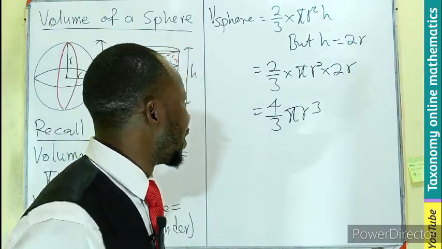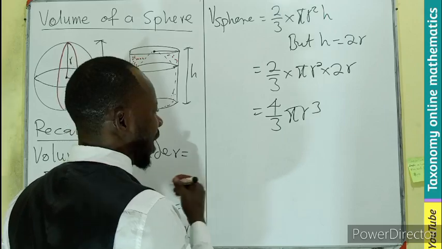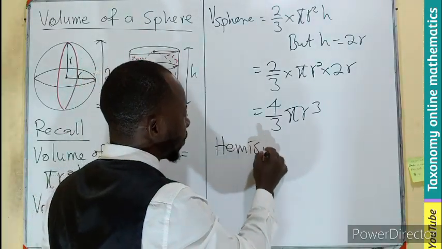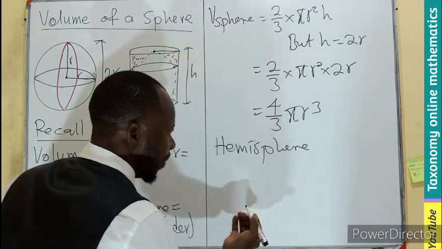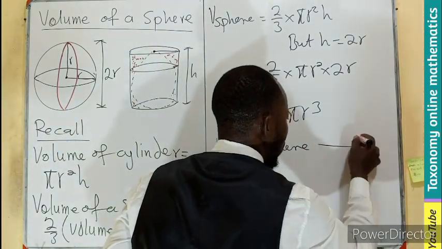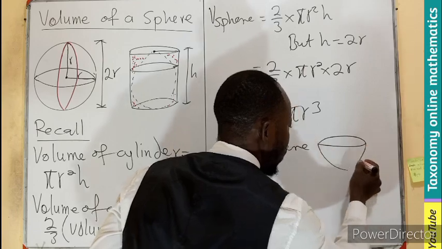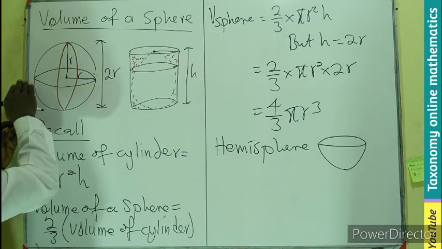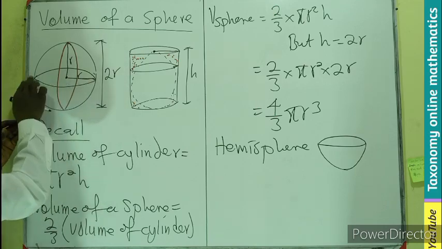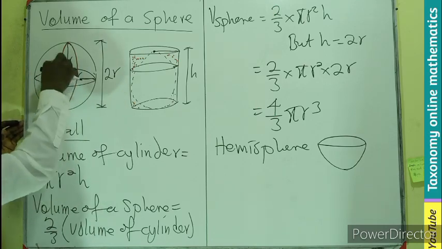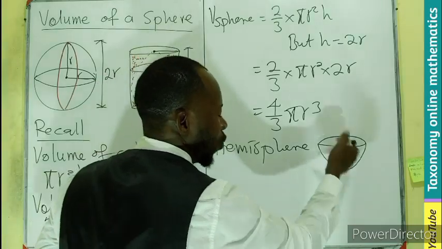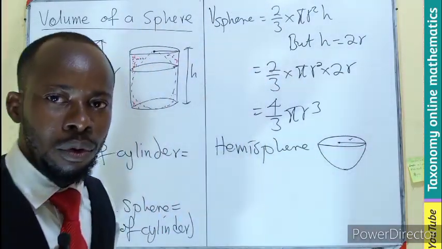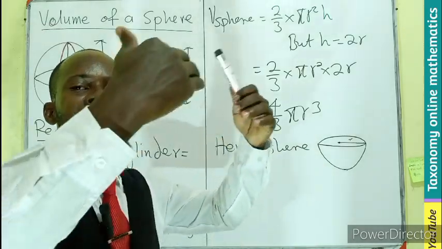Now, a sphere can also be cut into two to have what they call a hemisphere. A hemisphere will look like a bowl. If we cut the sphere on this circular marking, this part will be taken away and this part will look exactly like that. So this is just like a bowl, and this bowl is half of the sphere.